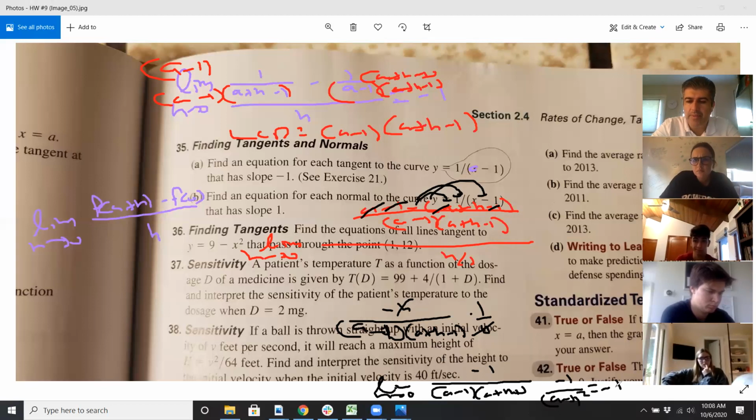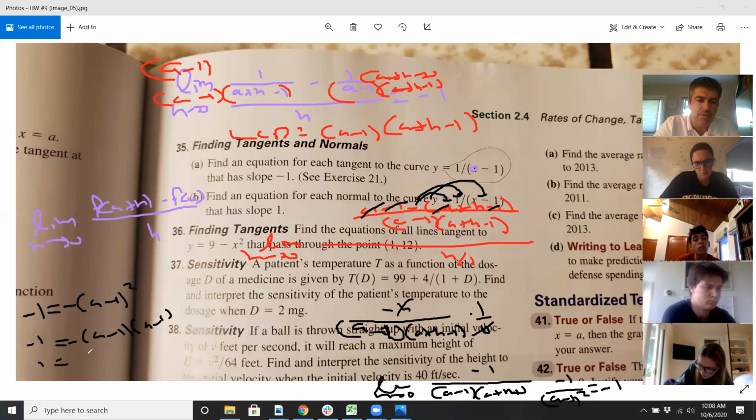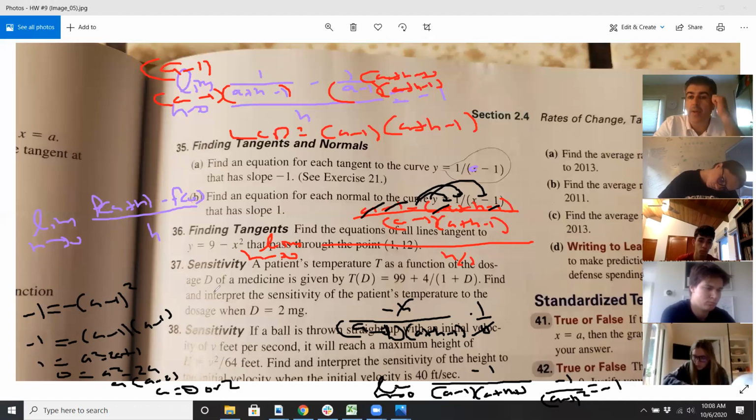It becomes algebra at that point. I'll do the algebra off to the side here. -1 equals negative 1 over a minus 1 squared. That's a minus 1 times a minus 1. The negatives actually cancel, so 1 equals a squared minus 2a plus 1. The ones cancel again. Factor out a, and a equals 0 or 2. That's how you do part A.